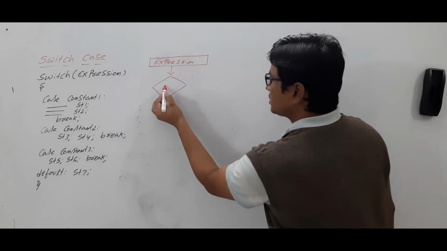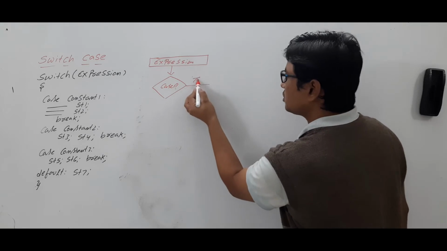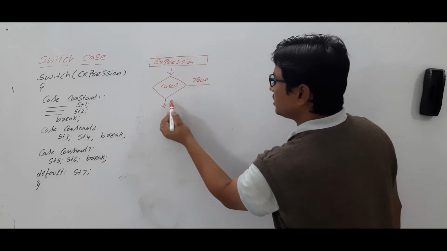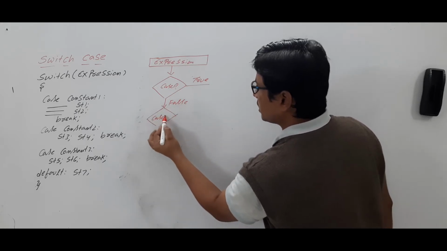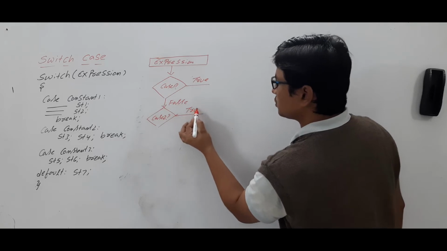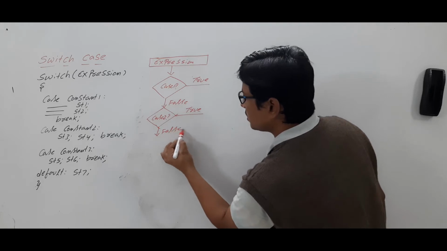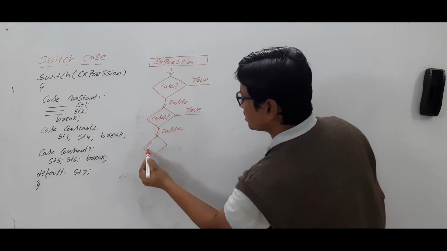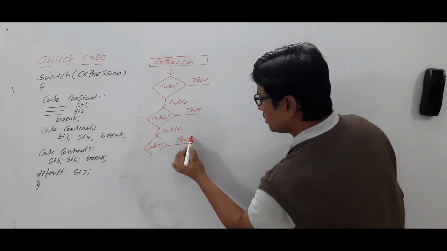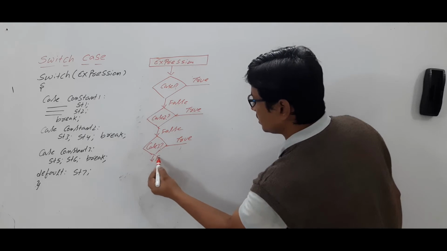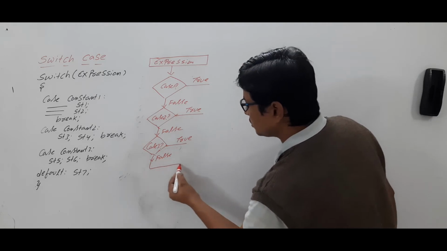If it is matching, means if it is true, case 1 is true or false. If it is true, something will be executed. If it is false, you will check with case 2. Again, if case 2 is true, something will be executed. If case 2 is false, then again you will check with case 3. Again case 3 can be true or it can be false. Is it clear? Are you able to understand? If it is false, then you will execute the default statement.